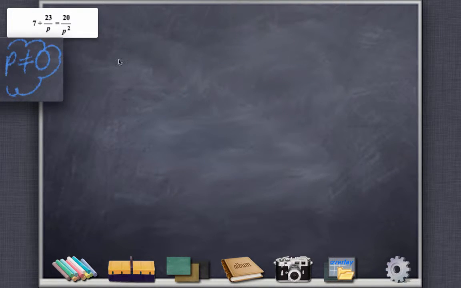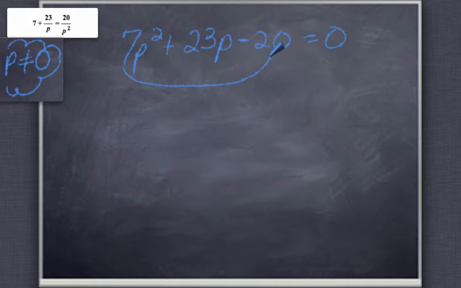Okay? So we had 7p squared plus 23p minus 20 is 0. We need numbers that multiply together to give the product of these two, and then add to make the middle one. So 7 times negative 20 is negative 140. So we have to come up with factors of negative 140.